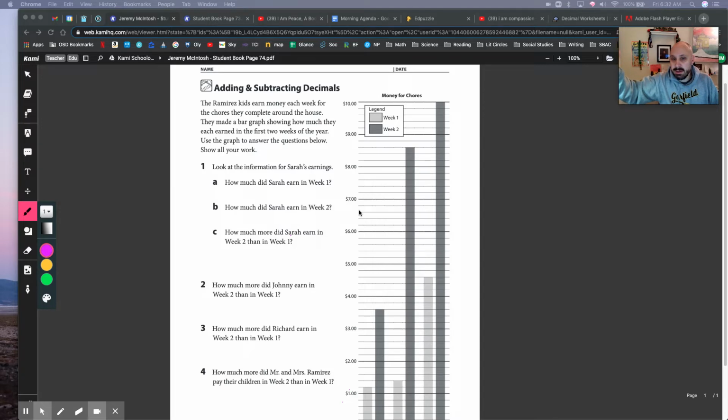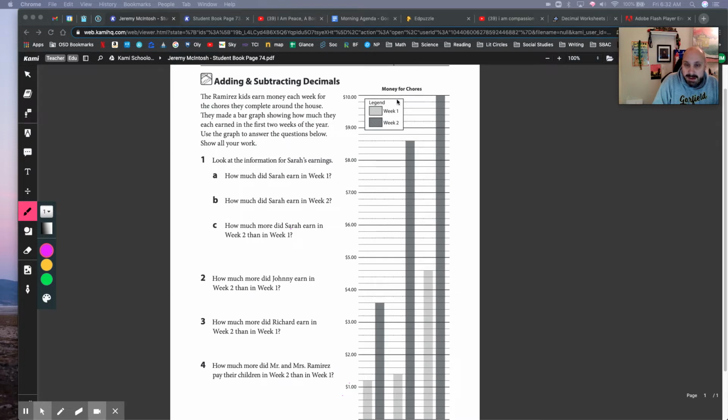Let's get some more light here. There we go. So here's what it says. I'm going to just set up some of the problems, and you're going to be solving these today. The Ramirez kids earn money each week for the chores they complete around the house. They made a bar graph showing how much they each earned in the first 2 weeks of the year. Use the graph to answer the questions below. Show all of your work.